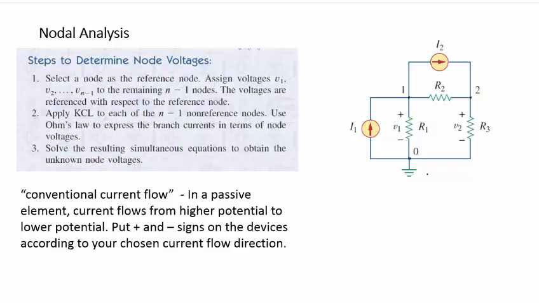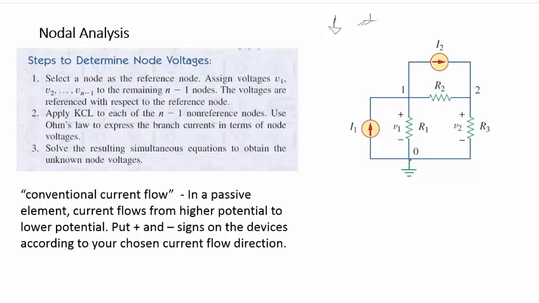Instead of writing this ground symbol, which is an earth ground, I could have written a symbol that looks like this. This is called a signal ground. And then there's one more symbol, this one, which is called a chassis ground.